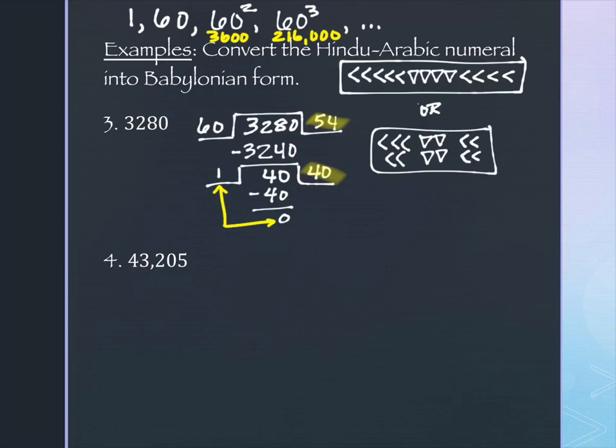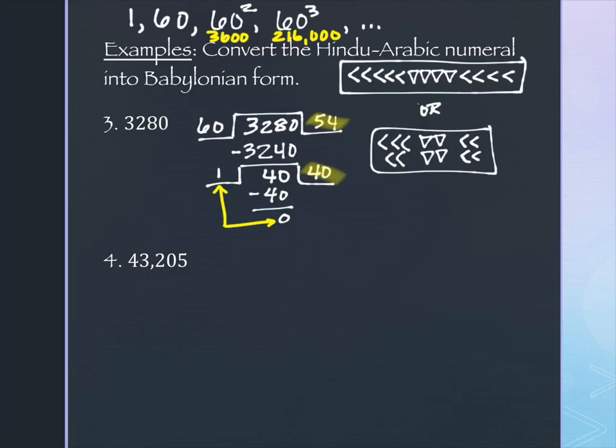Okay, so we have 54 followed by the 40. All good? Okay, so we're going to do the same process on number 4, 43,205. But we have to again reconsider, what do I divide by? Don't just automatically assume I'm going to divide by 60 every time, because you're not. This one will divide by something that's a place value bigger than 60. What will it divide by?